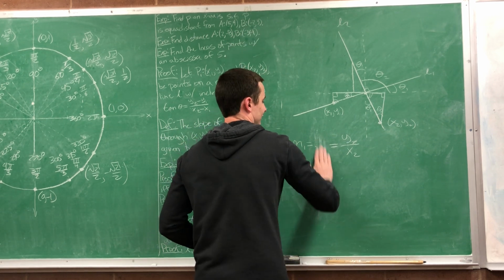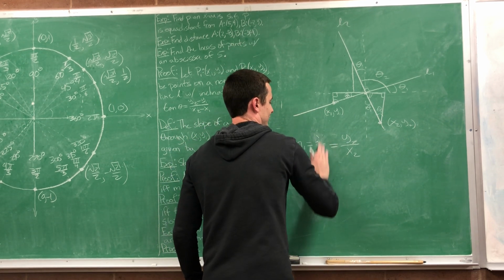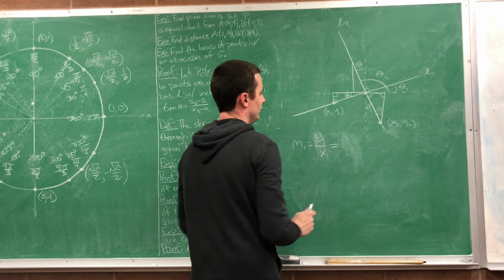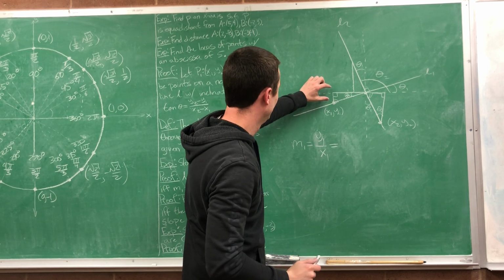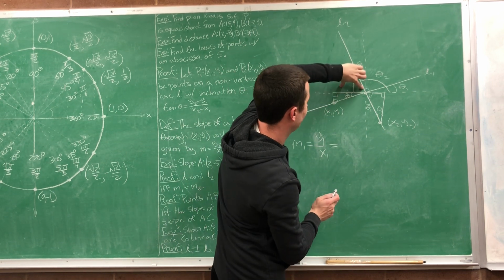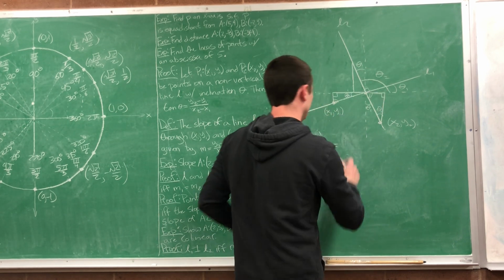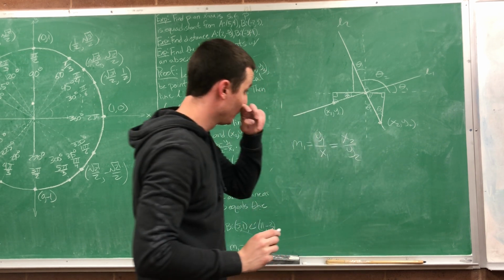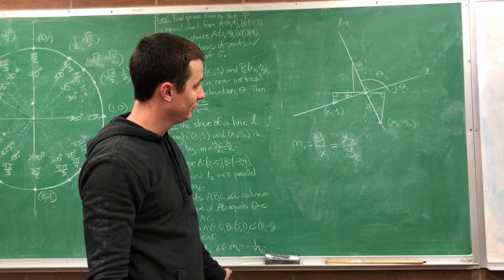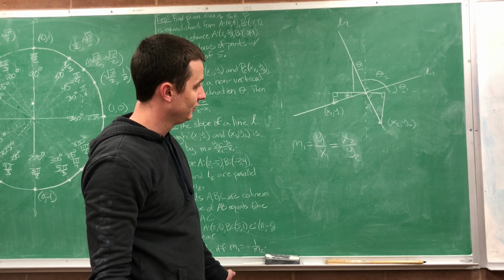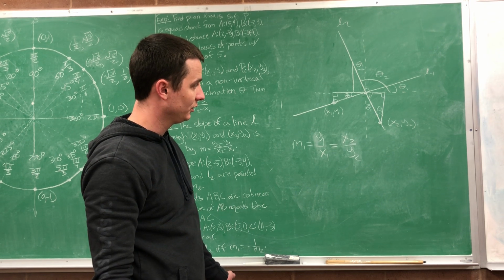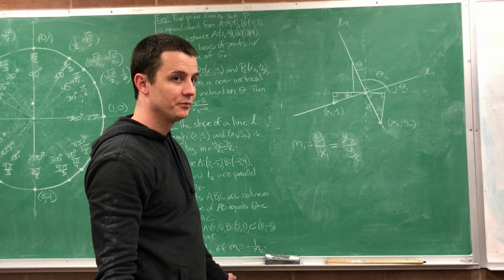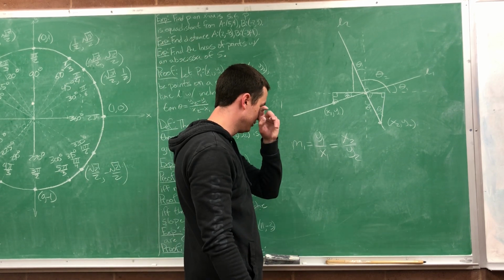Oh, no wonder. Let's put the triangle around. y1 over x1 is the same as x2 over y2. There we go. Right? Did I do anything weird now? So that's because they're similar triangles.